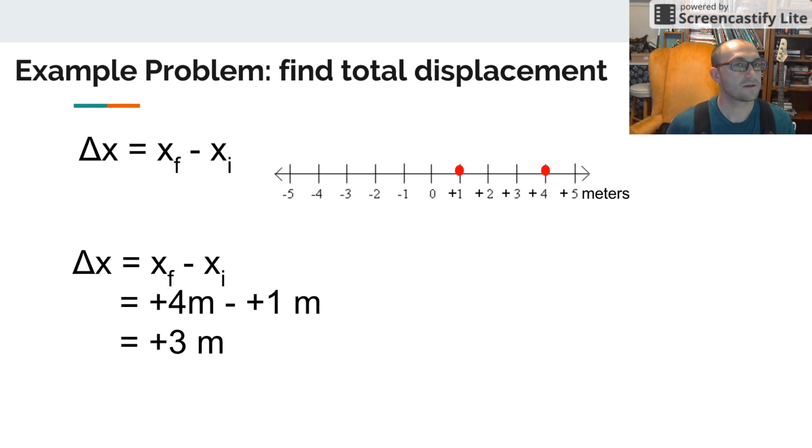All right, so now let's do a problem. Let's say that I have this. Here's my number line, and I start at the +1 mark, and I end up at the +4 mark. All right, just what I was talking about. +4 minus +1 gives me +3. And here's how I would write that. Delta x equals +3 meters.